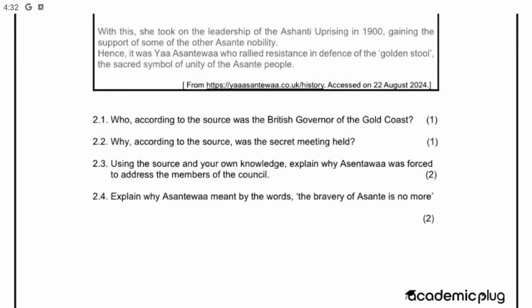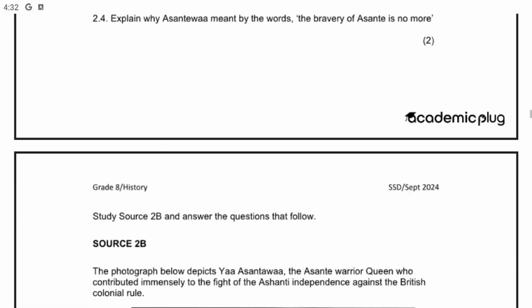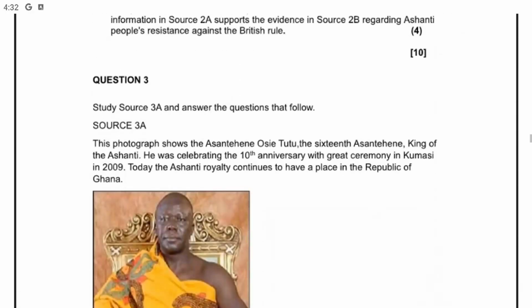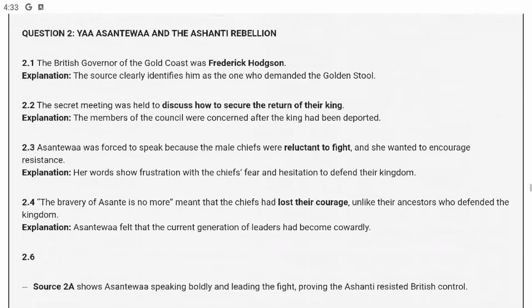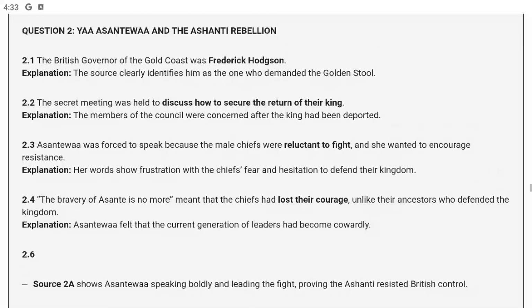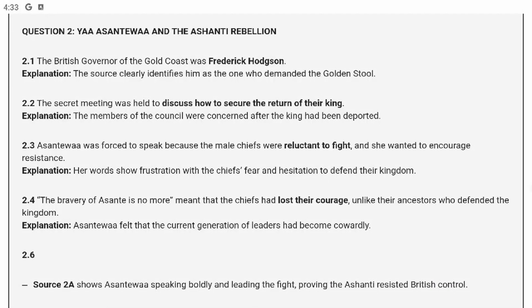2.2. Why, according to the source, was the secret meeting held? The secret meeting was held to discuss how to secure the return of their king. The members of the council were concerned after the king had been deported. So he was deported.